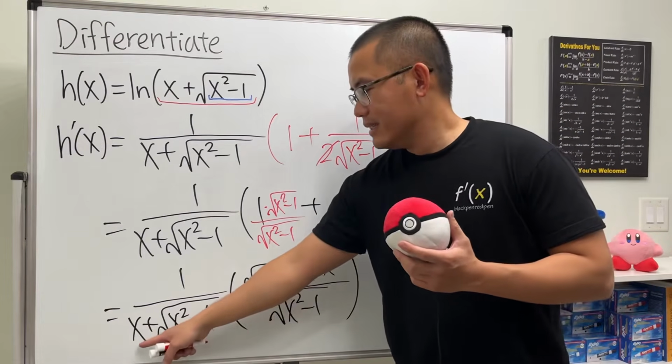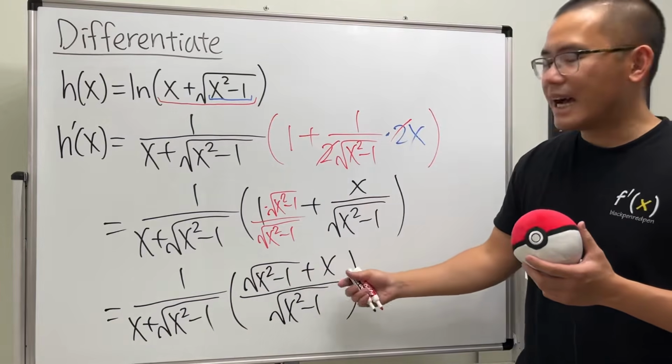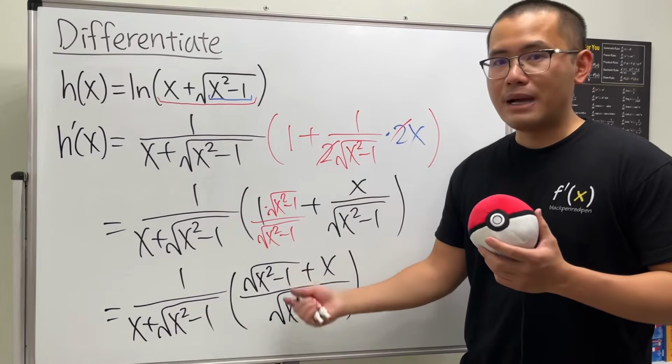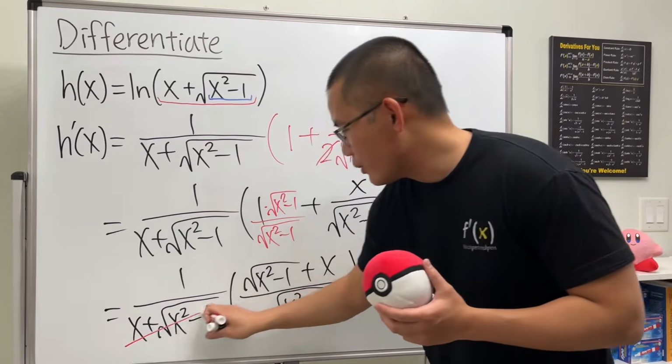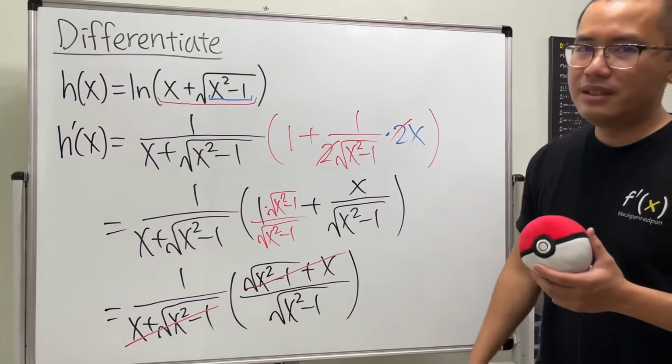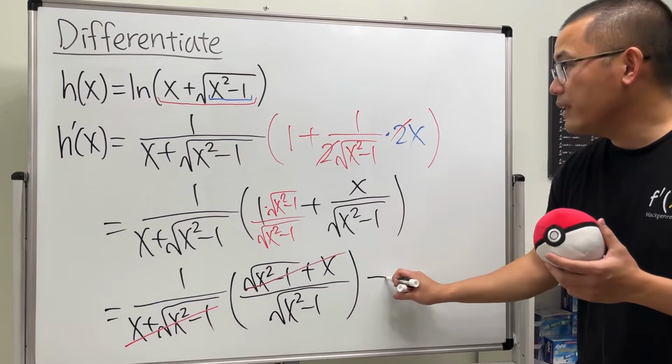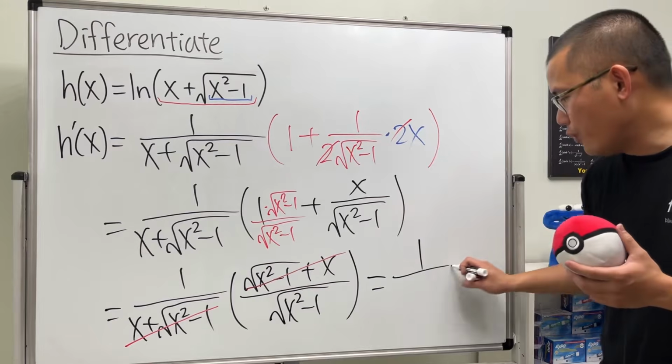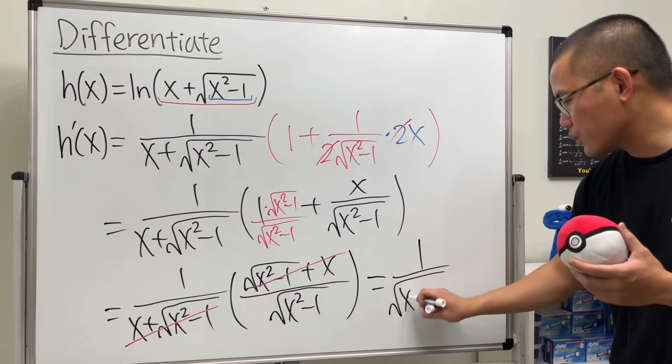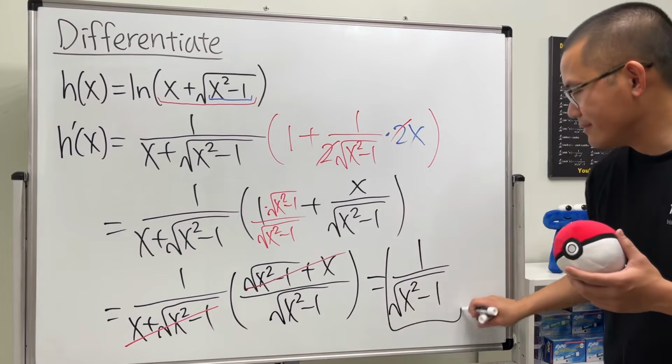Aha! This right here is exactly the same as that. The order of addition doesn't matter. So we can cancel this and that completely. And ladies and gentlemen, the final answer for this is just 1 over square root of x squared minus 1.